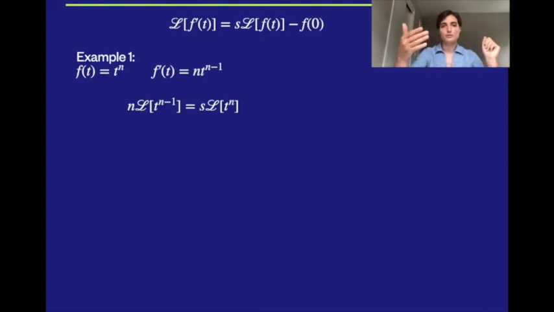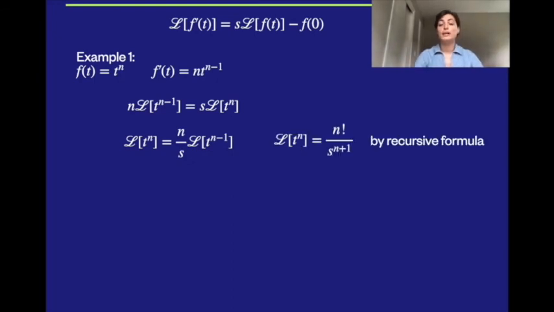And then we can use the property of the derivative to write on the right-hand side that it is equal to s times the Laplace transform of f of t, where f of t is t to the n. f of 0 in this case is 0, so we don't have to care about that. And with some mild reshuffling, we see that the Laplace transform of t to the n is equal to n over s, the Laplace transform of t to the n minus 1. That is what we have found previously, and that can be used as a recursive formula to find the Laplace transform of t to the n.